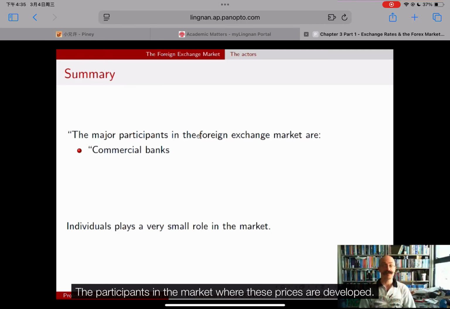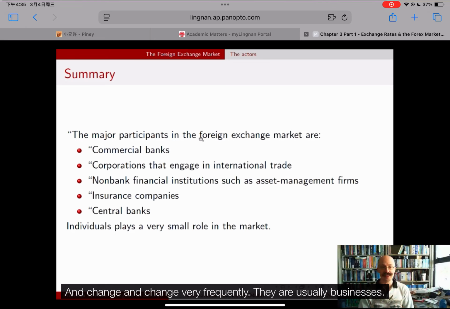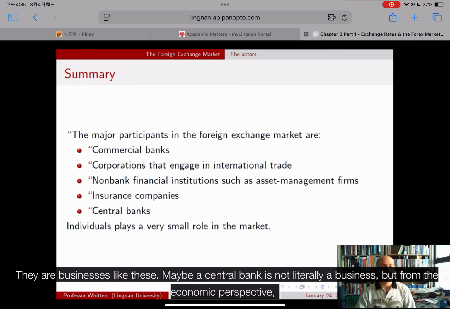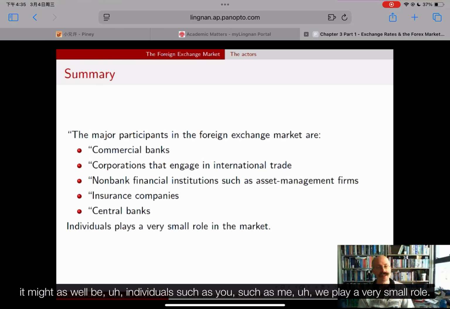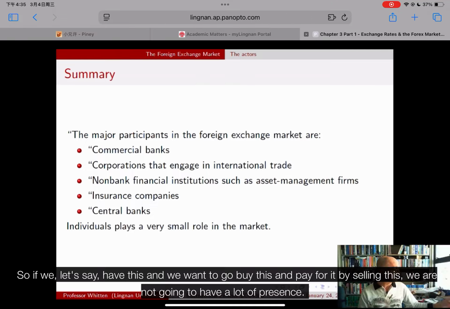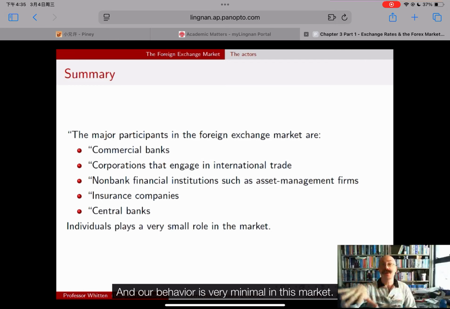The participants in the market where these prices are developed and change very frequently are usually businesses. They are businesses like these. Maybe a central bank is not literally a business, but from the economic perspective, it might as well be. Individuals, such as you, such as me, we play a very small role. So if we, let's say, have this, and we want to go buy this and pay for it by selling this, we are not going to have a lot of presence, and our behavior is very minimal in this market.